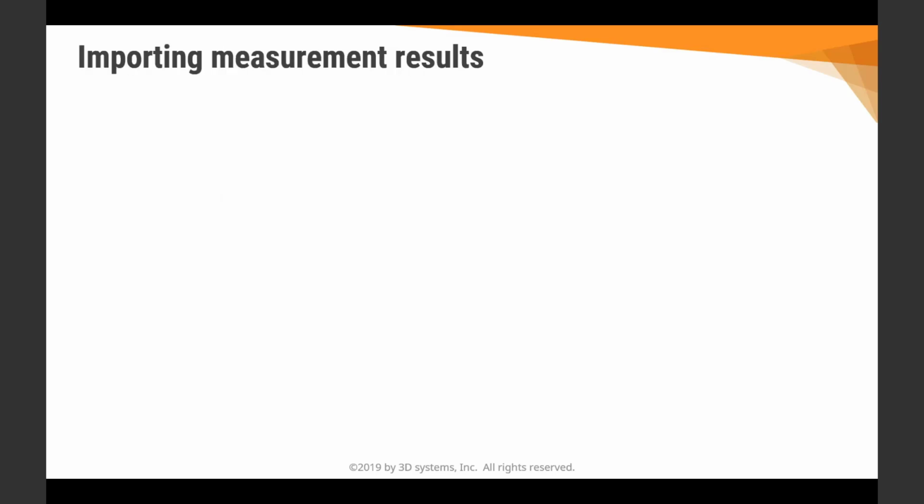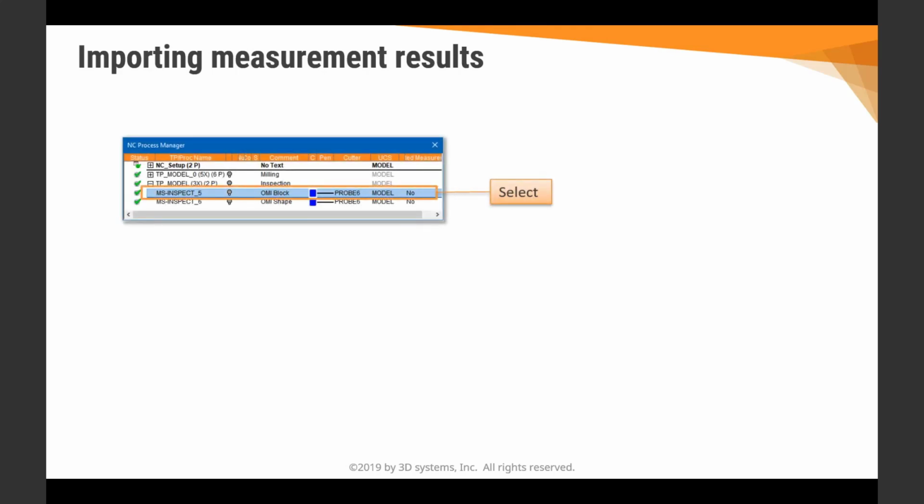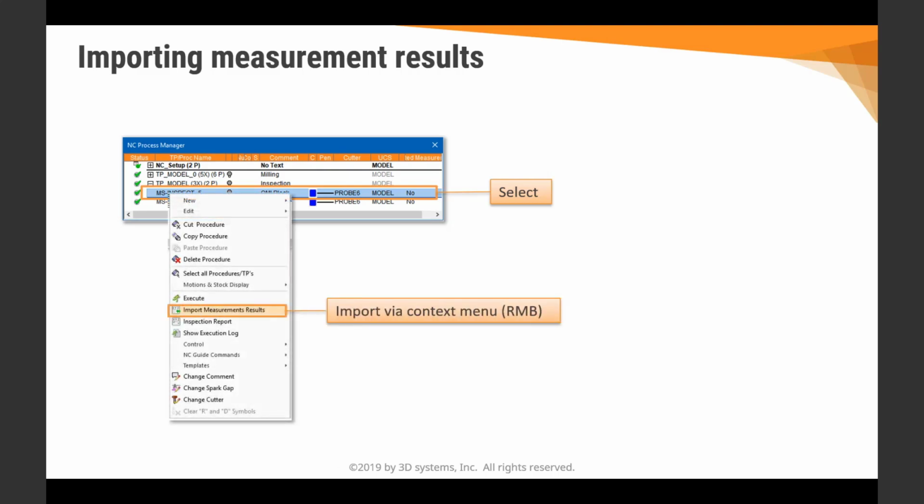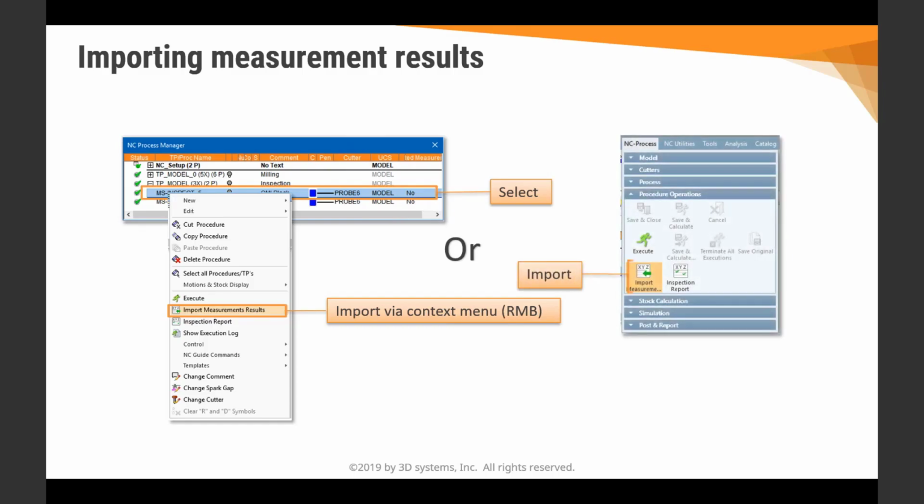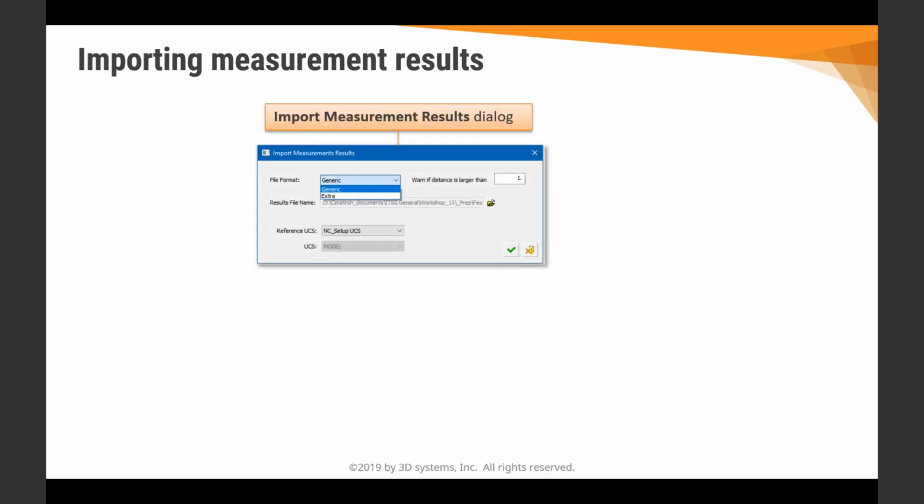Okay, so the machine has run the program, measured the points, and generated the result files, and now we need to import them into Cimatron. You select the procedure you want to import the results to in the process manager. Right click on it and select import measurement results from the context menu, or you can select the same command from the NC process pull down menu. Once the command has been activated, the import measurement results dialog is opened.